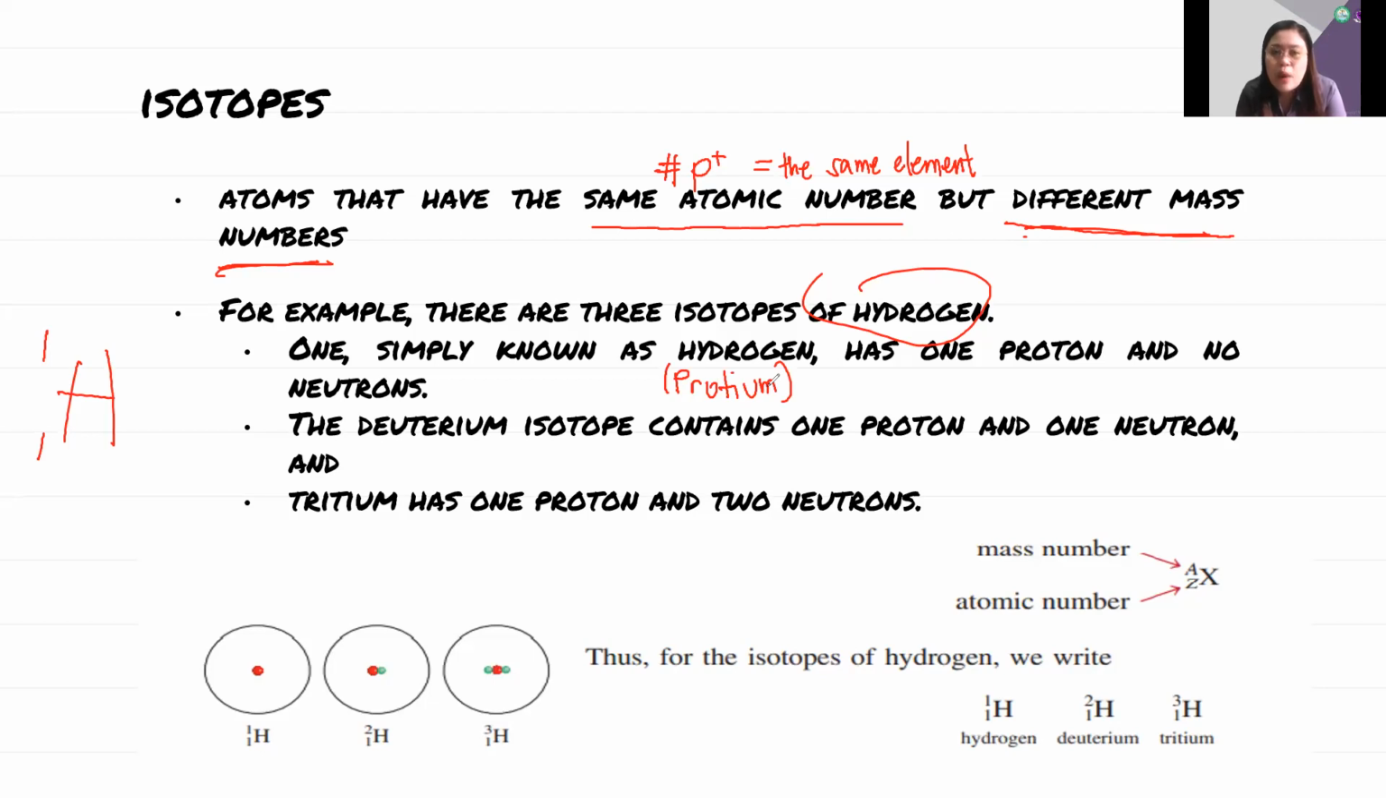So the second one is called deuterium. Again, that's the name, deuterium. And what's the difference now between deuterium and the simple hydrogen? Deuterium, class, its atomic number is still 1 because remember, the number of protons does not change. So the same element. But the difference is the mass number because deuterium has a mass number of 2. Okay? So look at the difference.